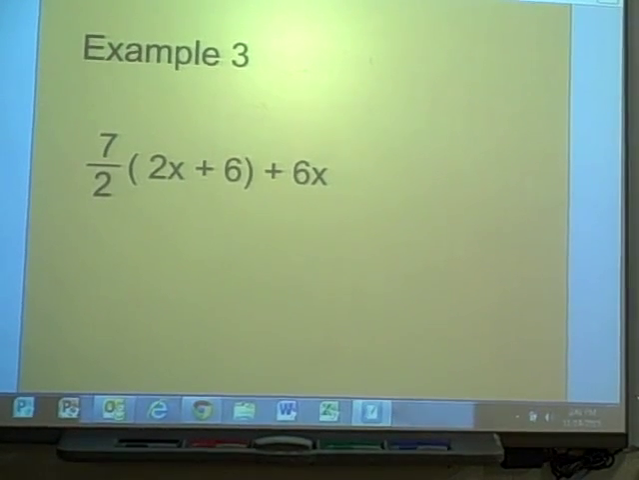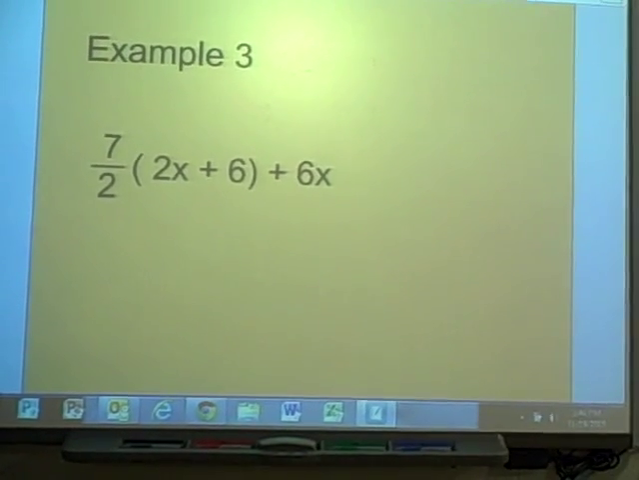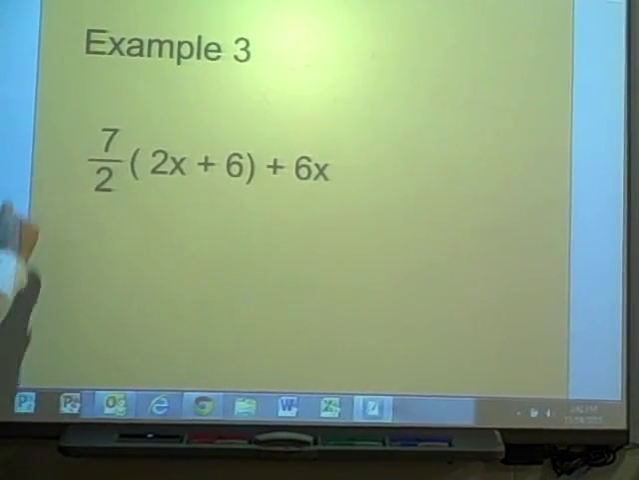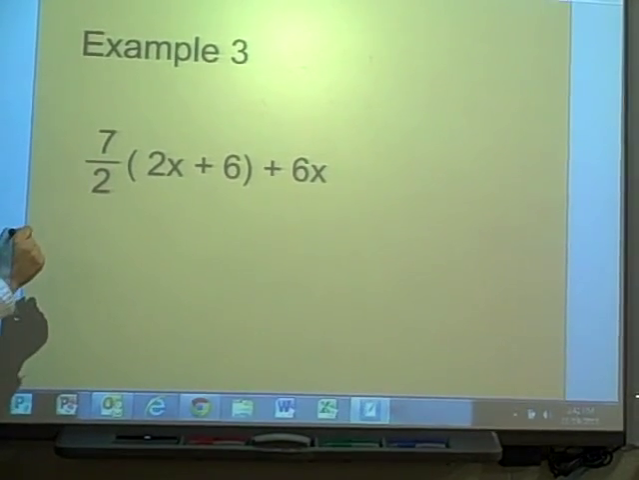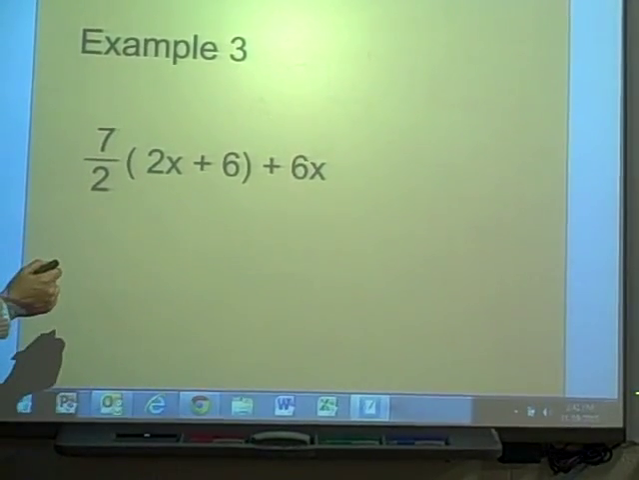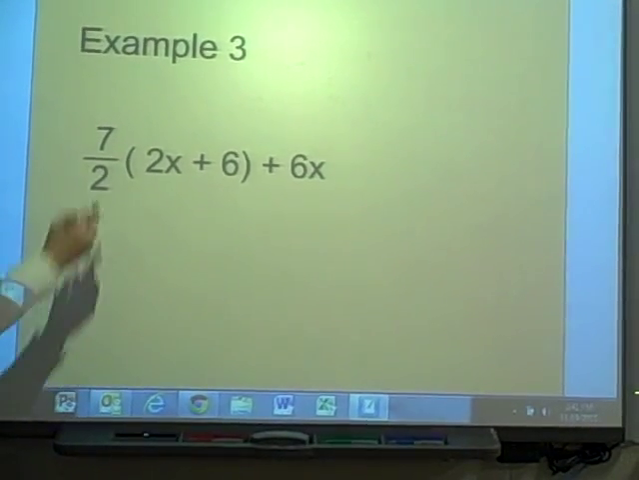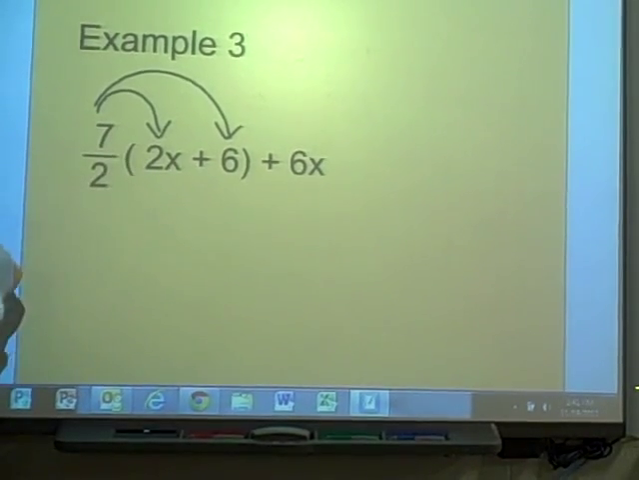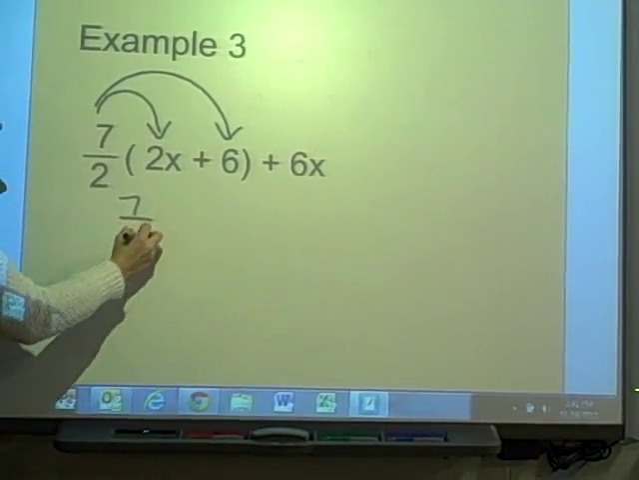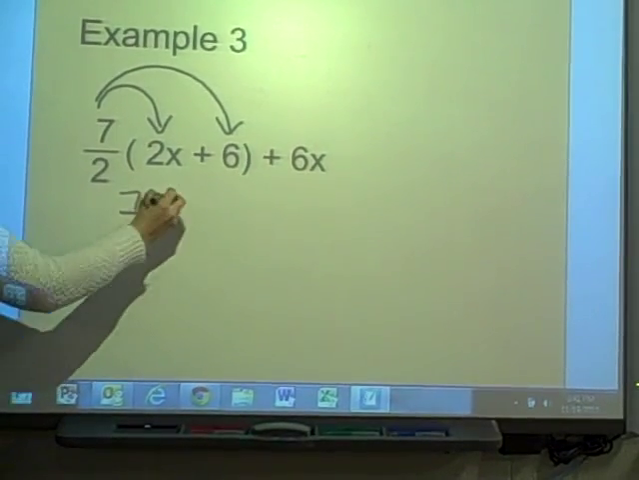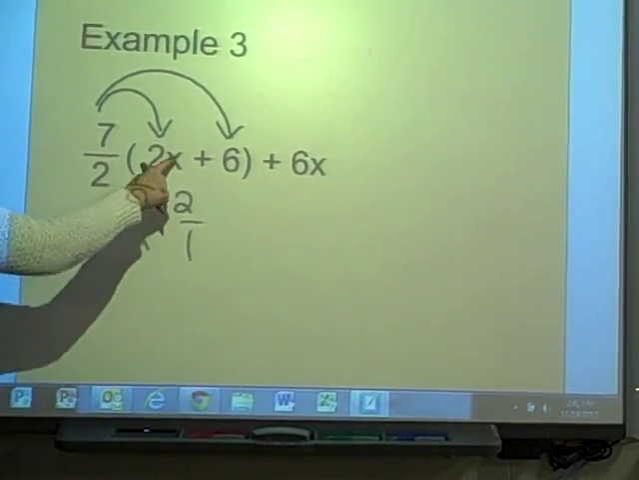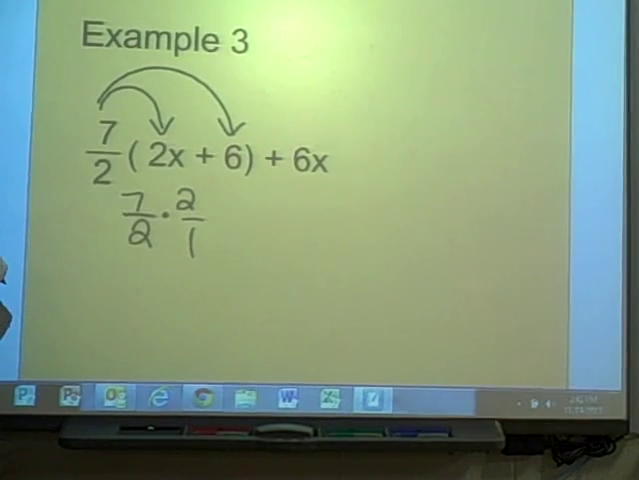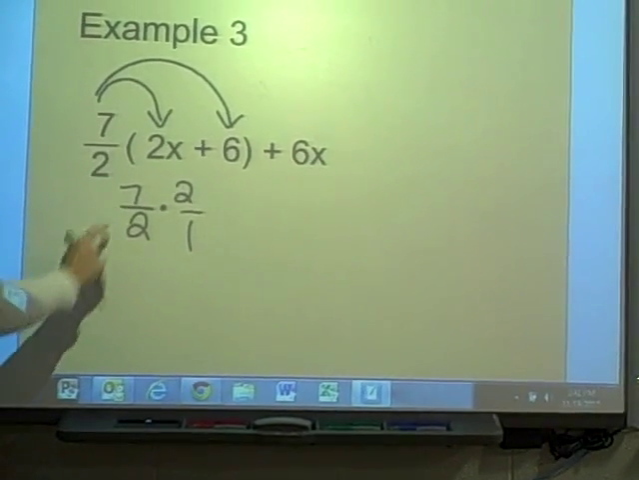Example 3. If you're ready, pause the video and try this on your own, and then check to see if you got the answer at the end. This involves a fraction. 7 over 2 times the quantity 2x plus 6 plus 6x. Again, nothing to KFC. I don't see any invisible ones, so I start with my distributive property. 7/2 times 2x. 7 over 2 times 2 over 1. I'm going to forget about that x and I'm going to bring it back down here. Now I'm just multiplying fractions. Well, how do we multiply fractions? Top times top, bottom times bottom.